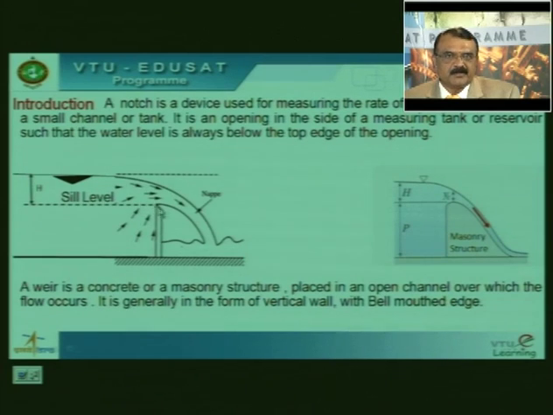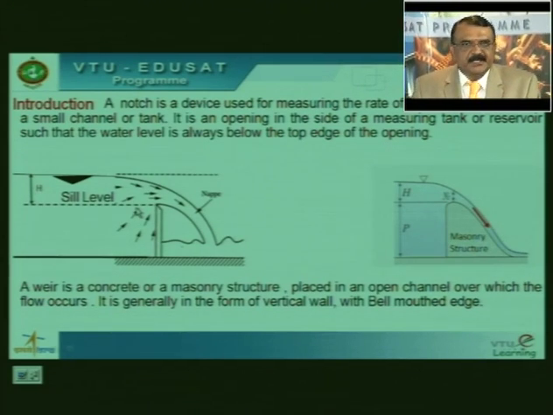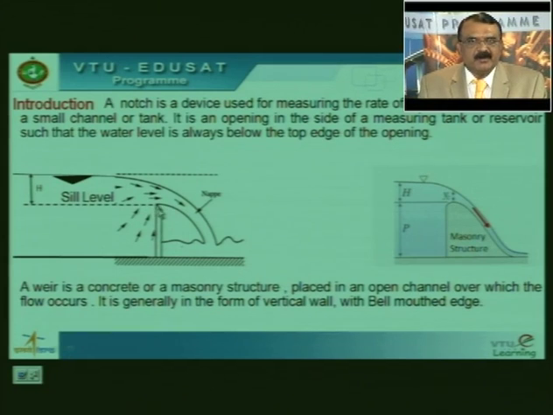Now the level corresponding to this bottom edge is called the sill level. I repeat, the level corresponding to this bottom edge is called the sill level, or it is also called crest level, or it is also called initial level. Why is it called initial level? Because remember, this acts as an obstruction.